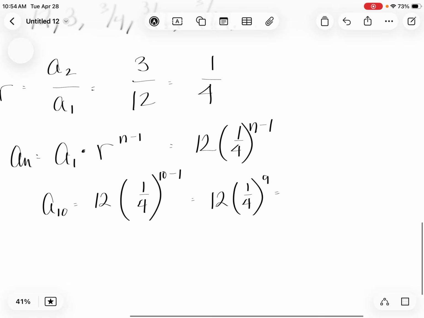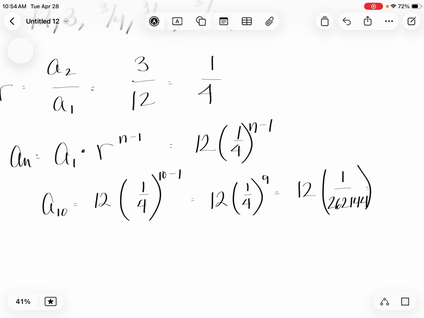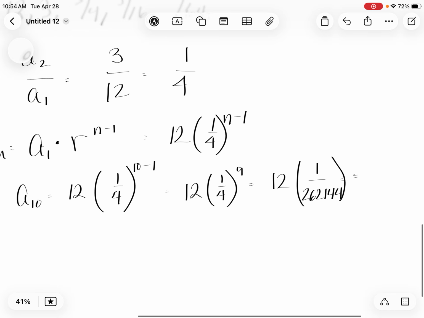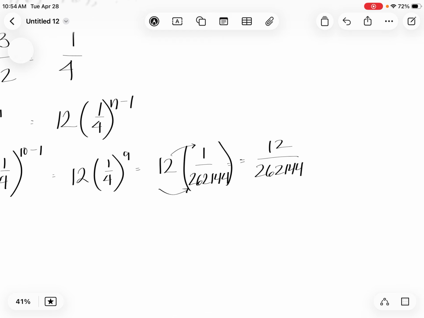When you do a fraction to a power like that, you do them each separately. So that's 1 to the 9th over 4 to the 9th. Then you multiply straight across the top, so 12 over 1, and the bottom is 262,144. And then on my calculator, if I divide those, I get a decimal.